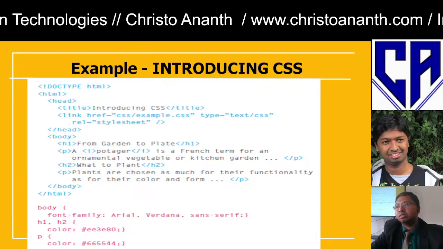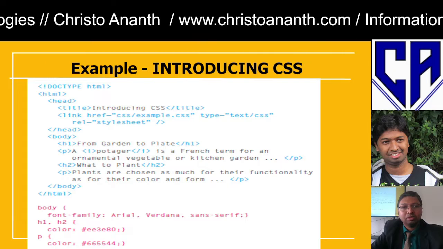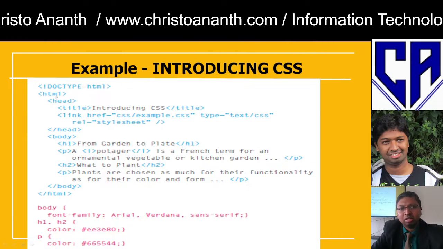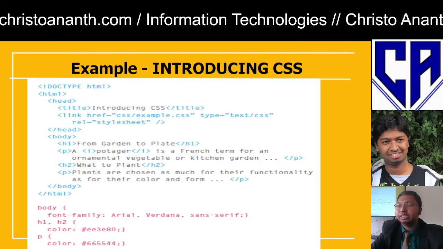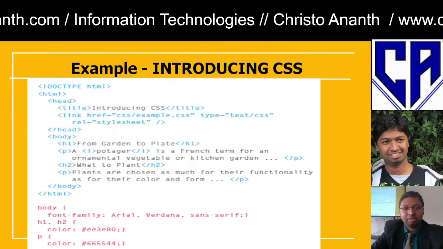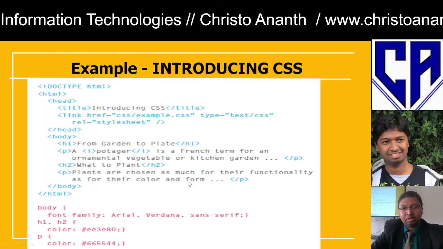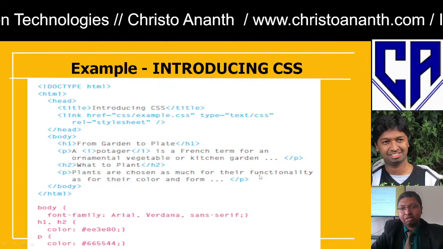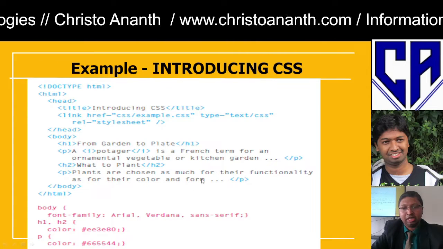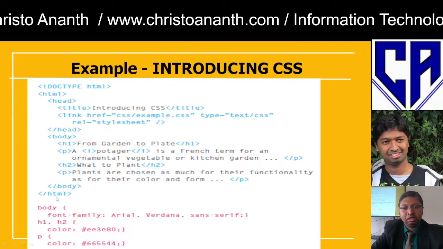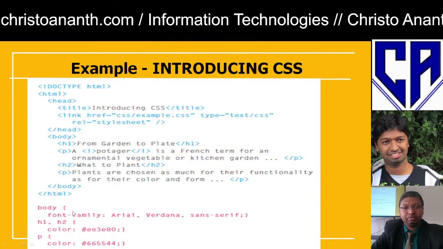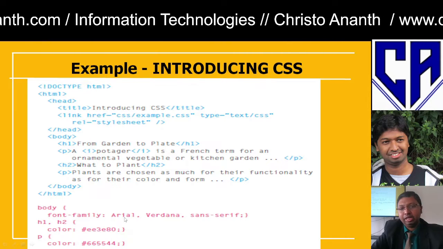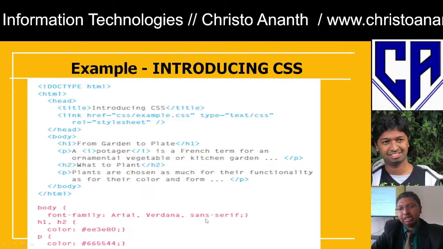Plants are chosen. What is it? HTML. You are introducing these HTML tags in the CSS. Okay. So you have the paragraph tag. Plants are chosen as much for their functionality as for their color and form. And then close the body, close the HTML. Okay. So this is where you will have the body.